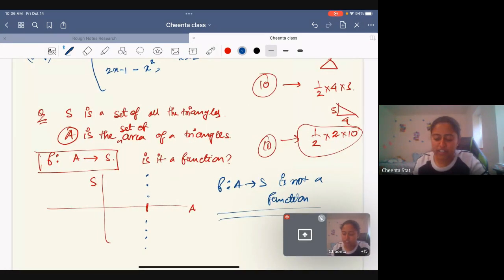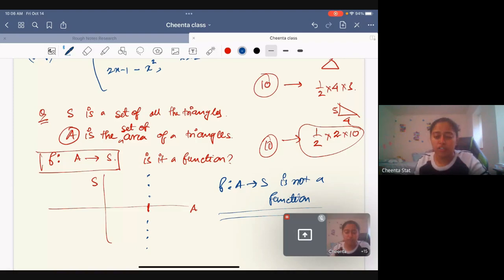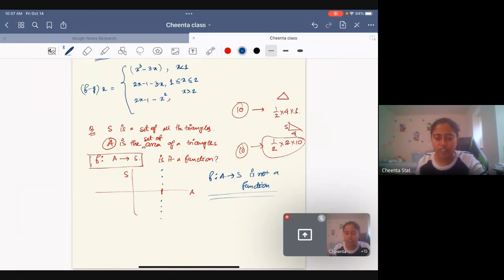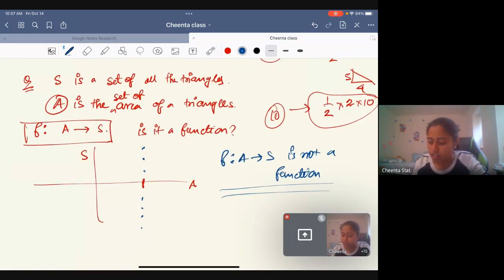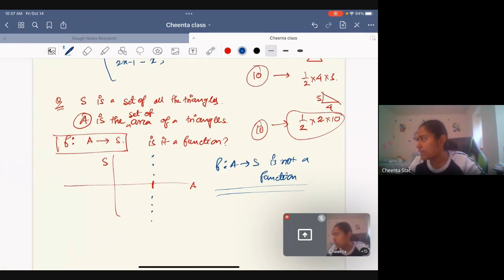I will mention this again and again. Whenever you want to prove a thing, you need to write it down. But when you want to disprove something, here I am disproving that it is a function, then one counter example is sufficient. For this counter example, the claim is not satisfied, so the claim is false.